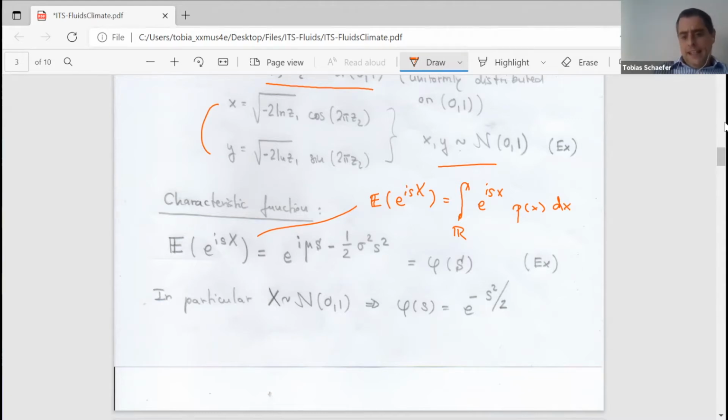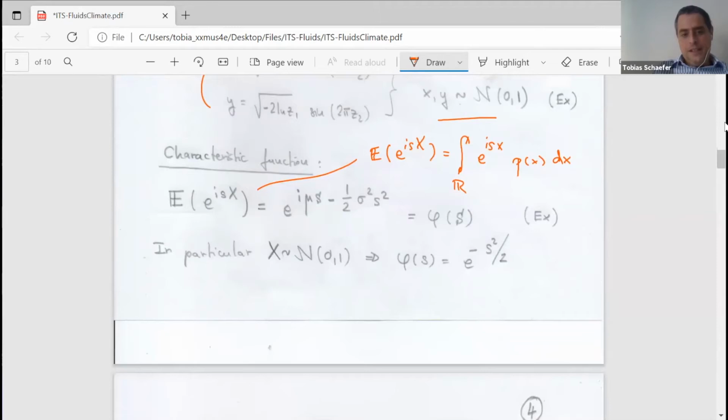And it's, again, an easy exercise. You basically just complete the square in a Gaussian integral to verify that for a Gaussian, the Fourier transform is again a Gaussian.